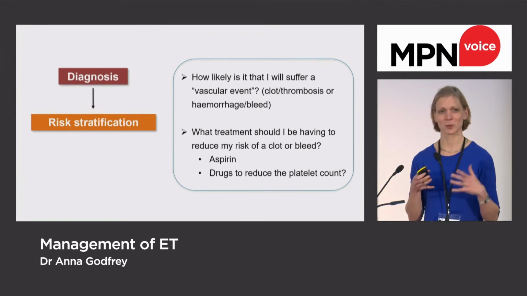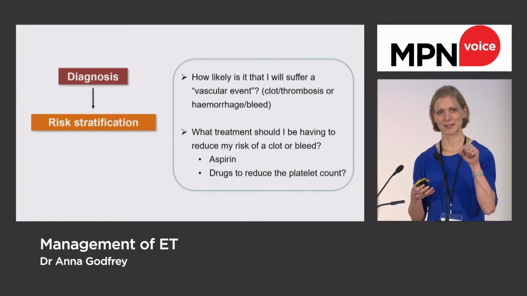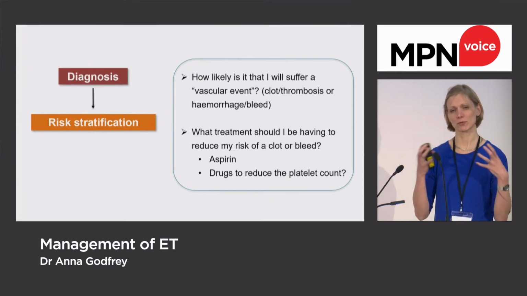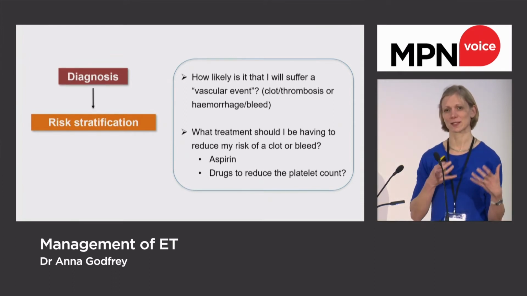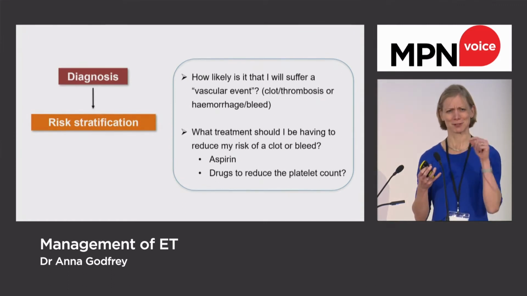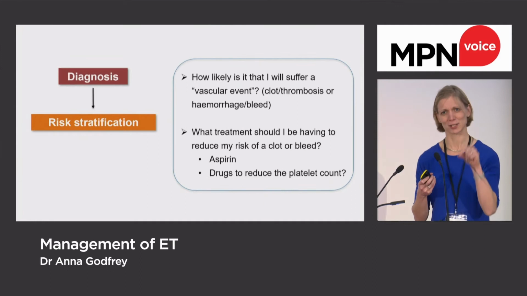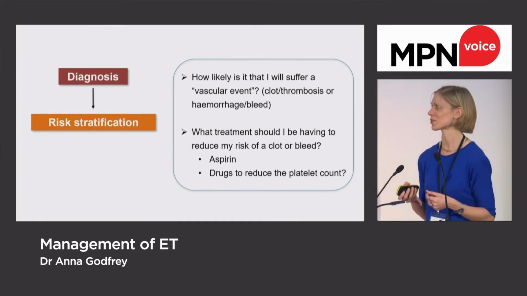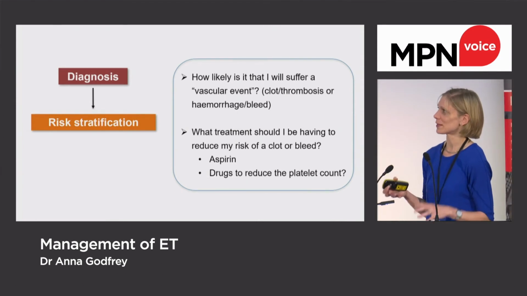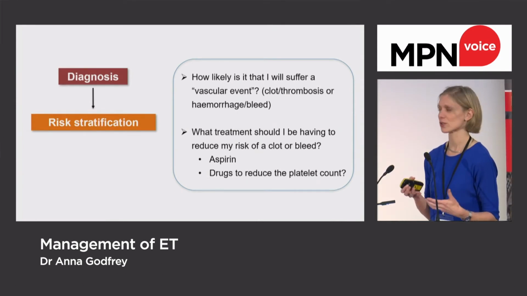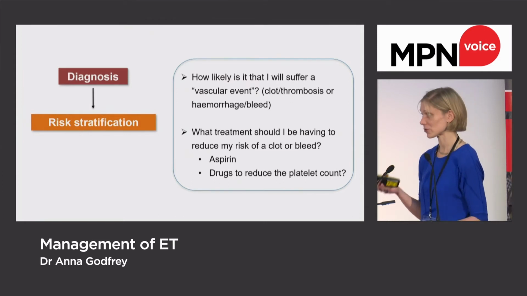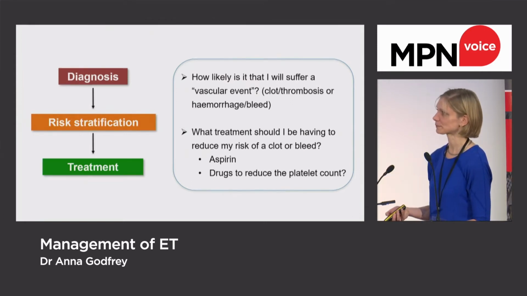And the difficulty here is that we can't tell you as an individual specifically what your personal risk is, but we try to put people into broad risk categories that give us an idea of what the most appropriate treatment might be. But we can never tell you as a specific individual what your exact risk would be with or without a specific treatment, and that's what can be a little bit hard. So then we try and work out what would be the best treatment to recommend to reduce your risk of having a blood clot or a bleed, and broadly the things I'll talk about will be aspirin and then drugs to reduce the platelet count.